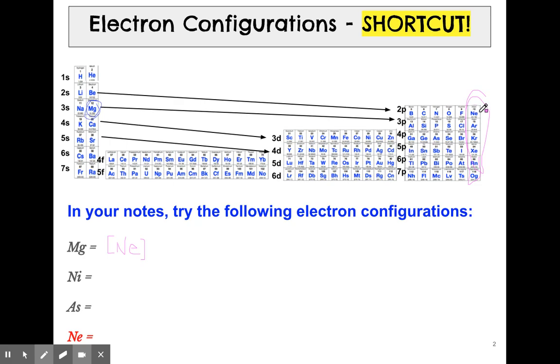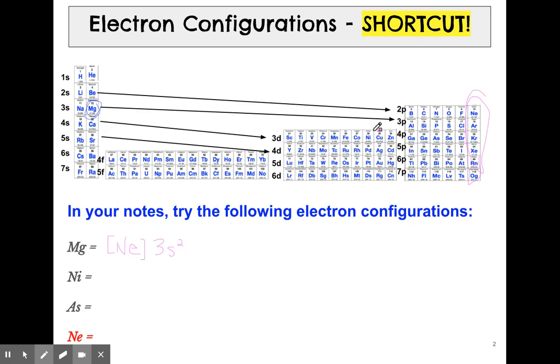So after neon, then again, we follow in order of atomic number. So the next sublevel would be 3s, and magnesium would be the second element in. So then we would end in 3s2. So when you write the shortcut, it will still show the very outermost electrons, which we'll define in a second. But they'll start with the noble gas, and they will always show that very outermost energy level.